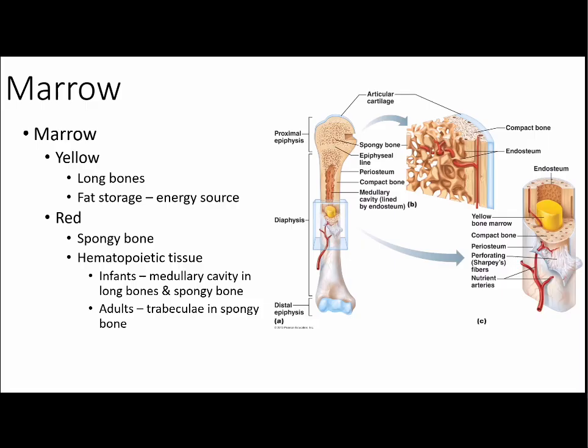So yellow marrow, fat storage, medullary cavity and long bones. Red marrow, hematopoietic tissue, and it's going to be found in your spongy bone.